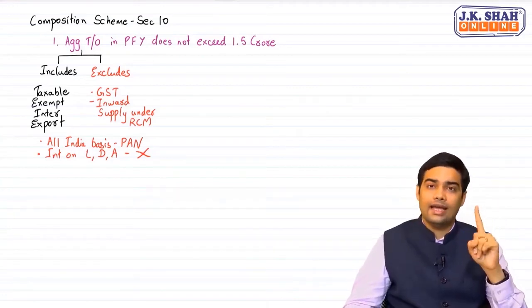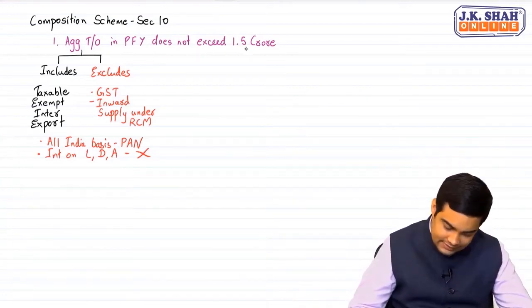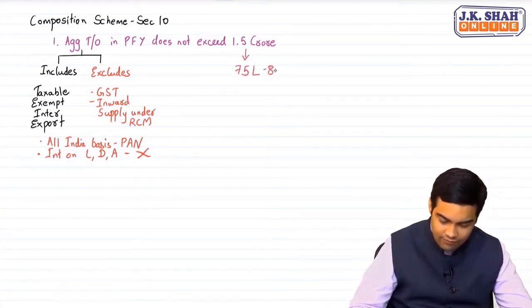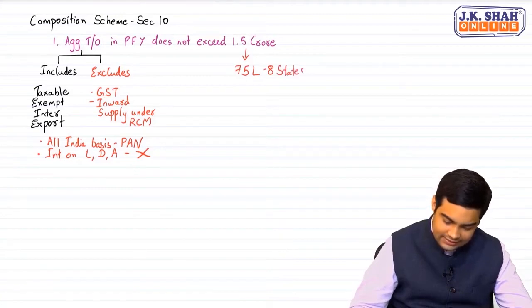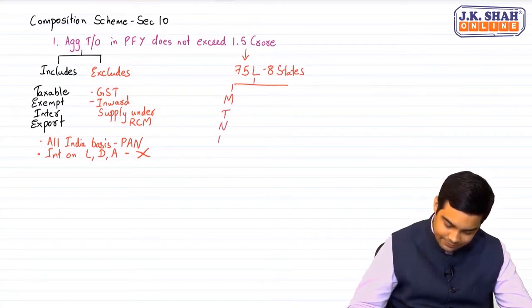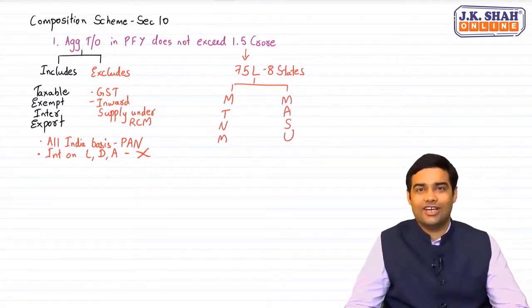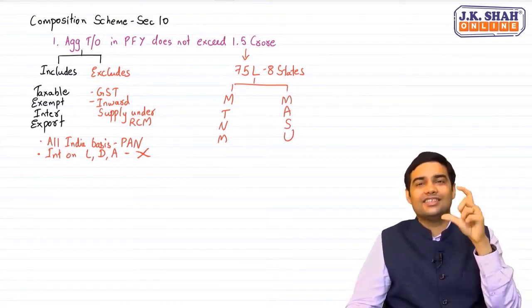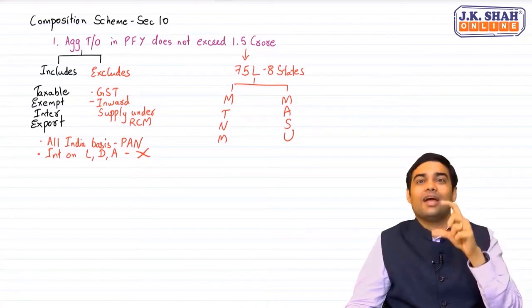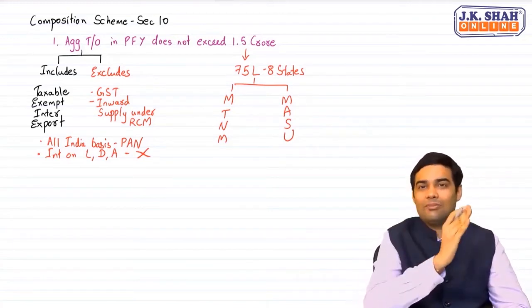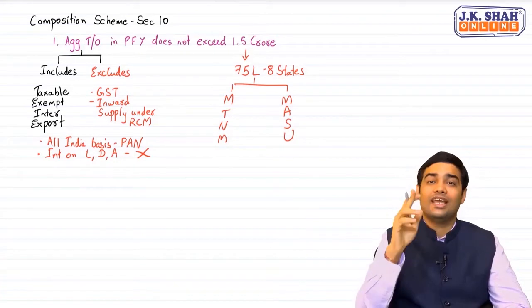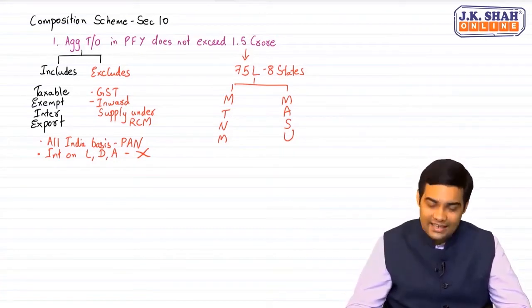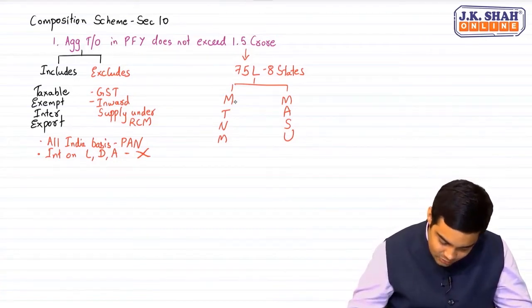Now, careful about one last point. 75 lakh limit is to be considered if the branch is in 8 states. Now, which are these 8 states? MTNM and Masu. If you have seen the introduction video, we had just discussed registration limit, MTNM and Masu UP, where it is 10 lakh for MTNM and 20 lakh for Masu UP if you are only dealing in goods. Here it is MTNM and Masu.